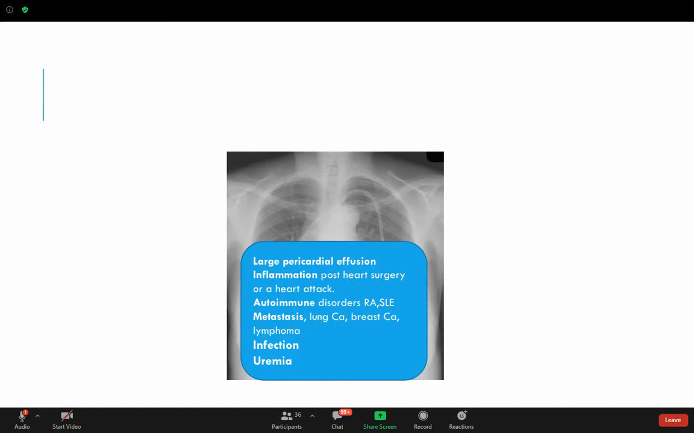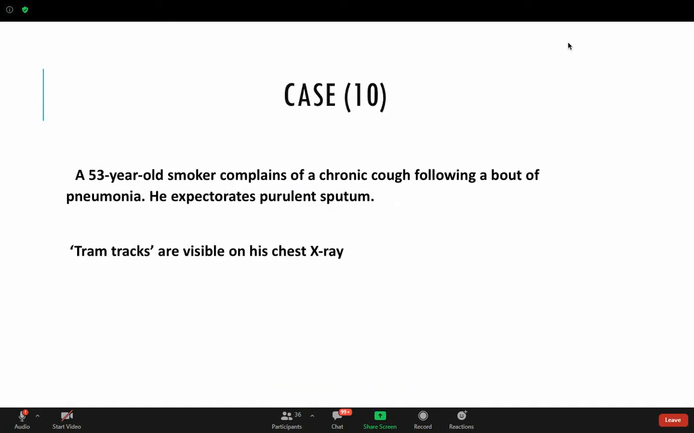Okay? Another case, guys. A 53-year-old smoker complaining of chronic cough following bouts of pneumonia. So he had recurrent pneumonia. He expectorates purulent sputum. He is always making sputum.